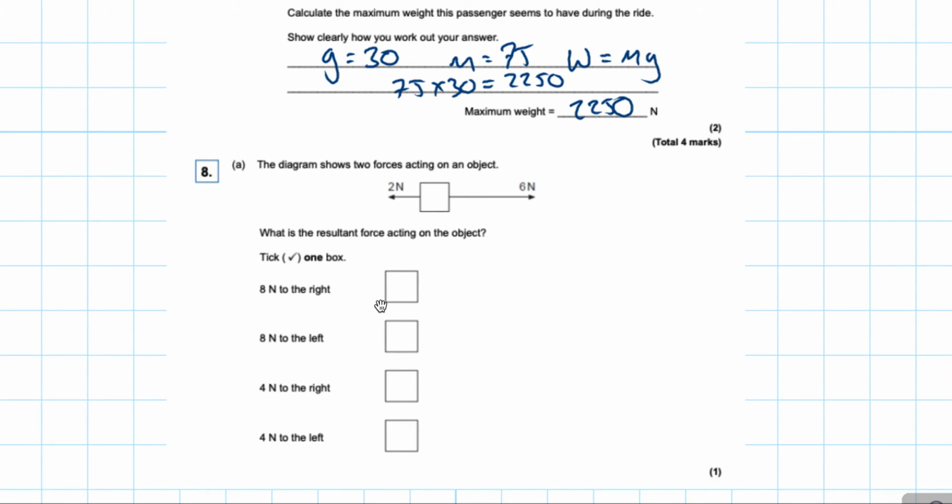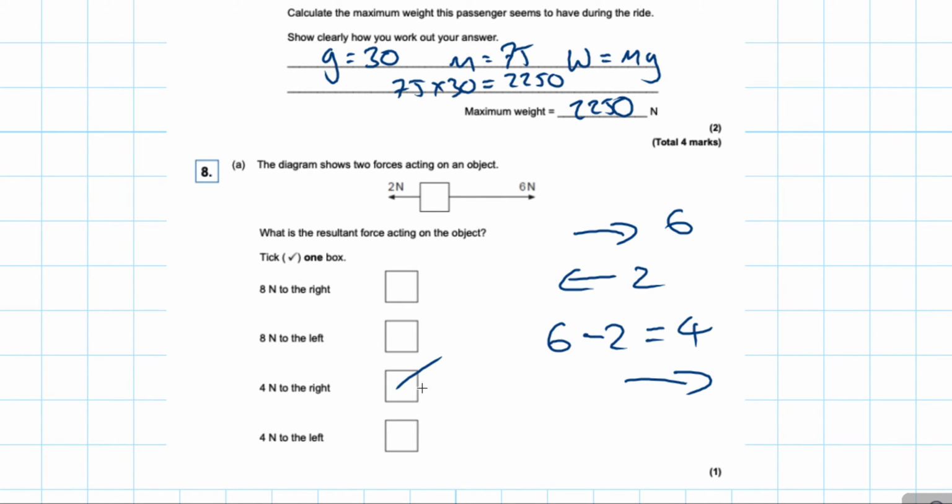The diagram shows 2 forces acting on the object. What is the resultant force acting on the object? So here you've got one direction going 6 and the opposite direction is 2. So you need to subtract them because they're going in the opposite direction. So it's 6 minus 2, which equals 4, and it's going to the right. So 4 newtons to the right is the correct answer here.